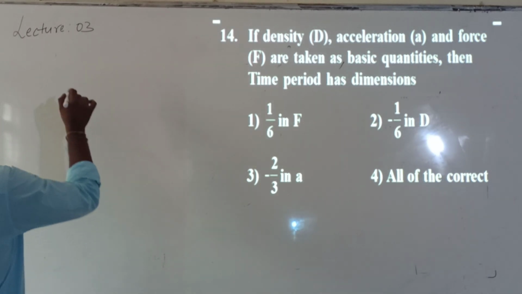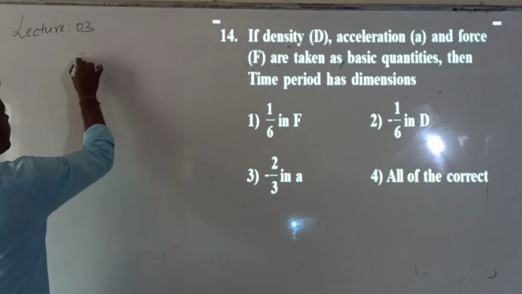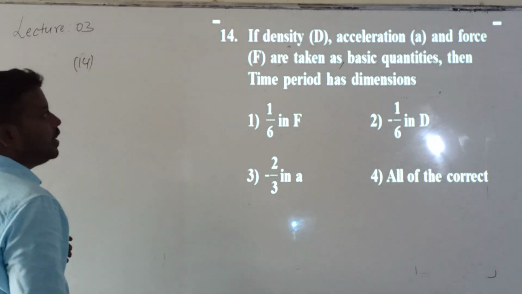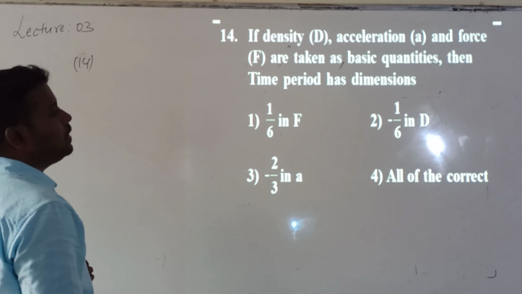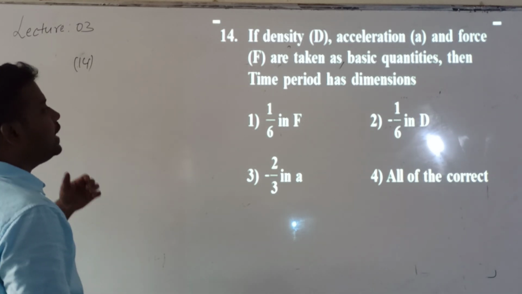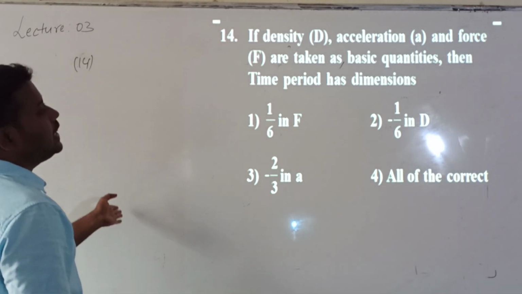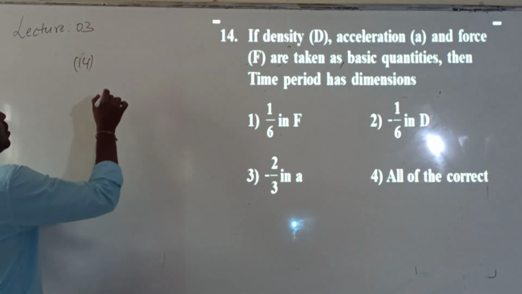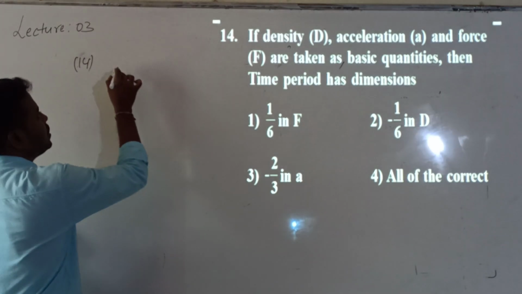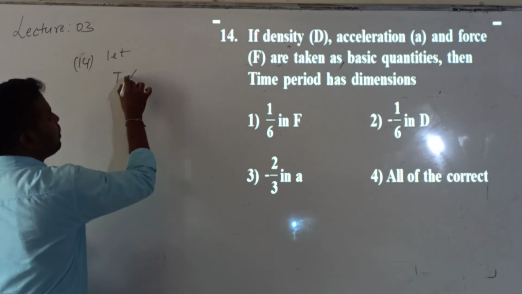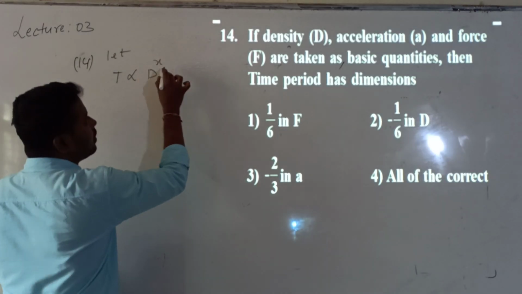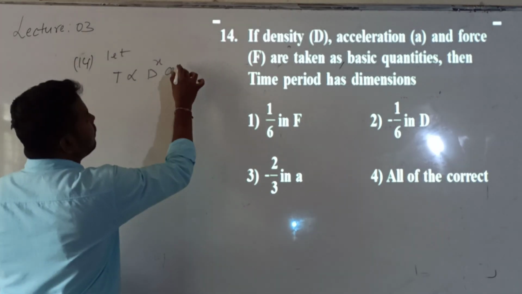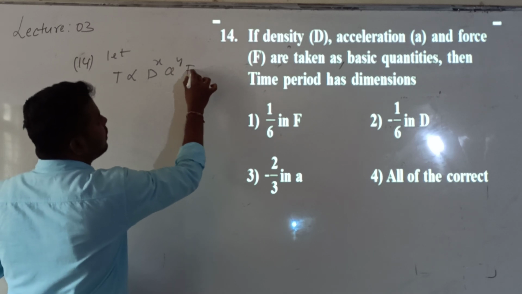Okay, so question number 14. If the density d, acceleration a and force f are taken as basic quantities, what is the dimensional formula of time period? We want to write the time period in terms of density, acceleration and force. So first we should consider t proportional to density power x into acceleration power y into force power z.